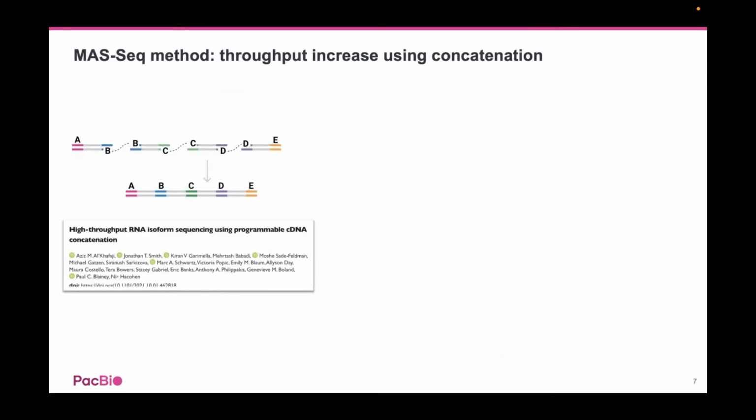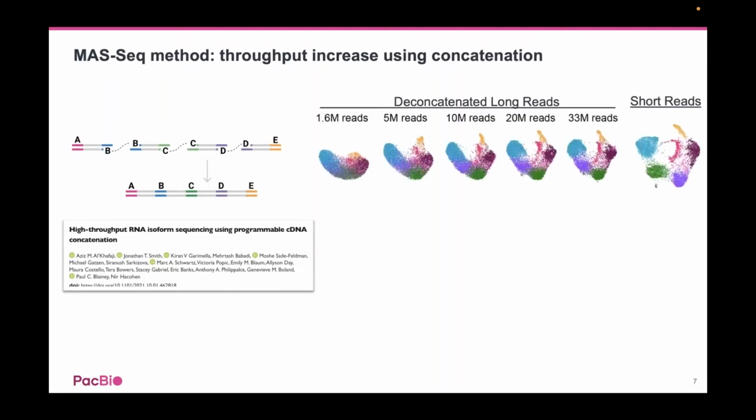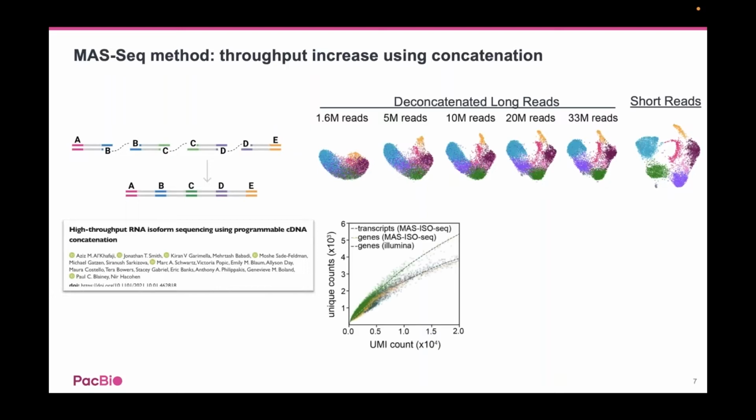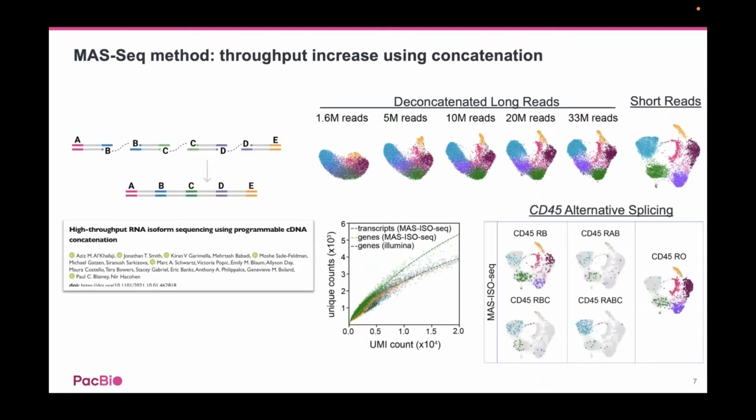Last year, authors from the Broad Institute published a new method called the MAS-Seq method, which is a general amplicon concatenation method for increasing throughput on the PacBio systems. They showed using one SMRT Cell on the Sequel IIe system, they were able to achieve 33 million reads. Not only were they able to recapitulate the same cell types as the matching short-read data, but they were also able to identify full-length transcript isoforms. As an example, they showed that the CD45 isoforms, such as RB, RAB, and RO, are expressed in different cell types.